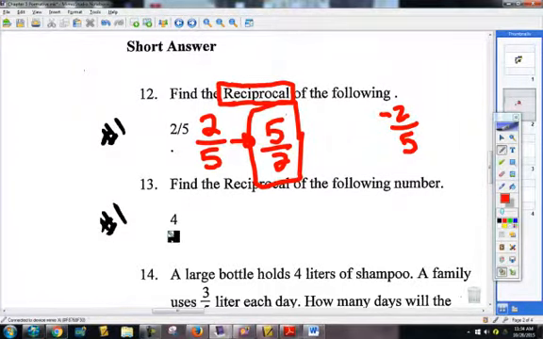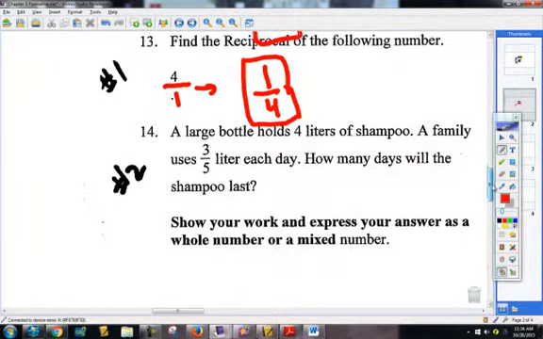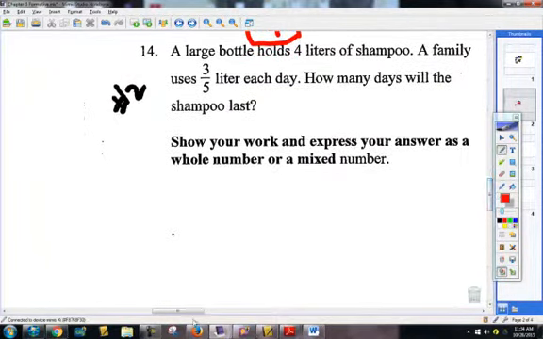Number 13, find the reciprocal of the following number. Well, first of all, I got to put that in fraction form, right? Which would be 4/1. So what's the reciprocal of 4? 1/4.